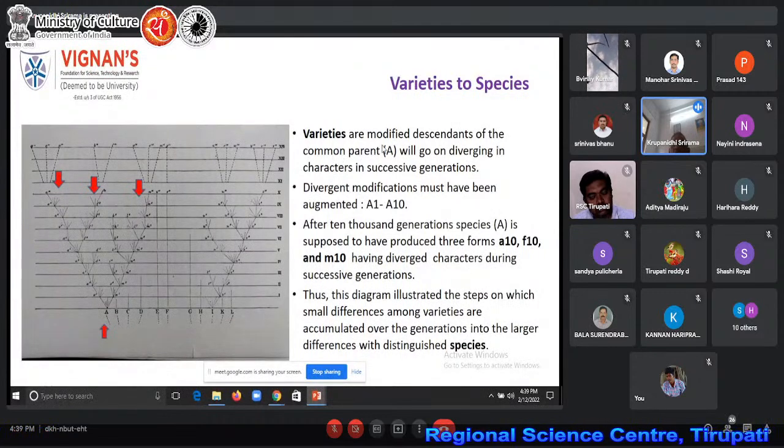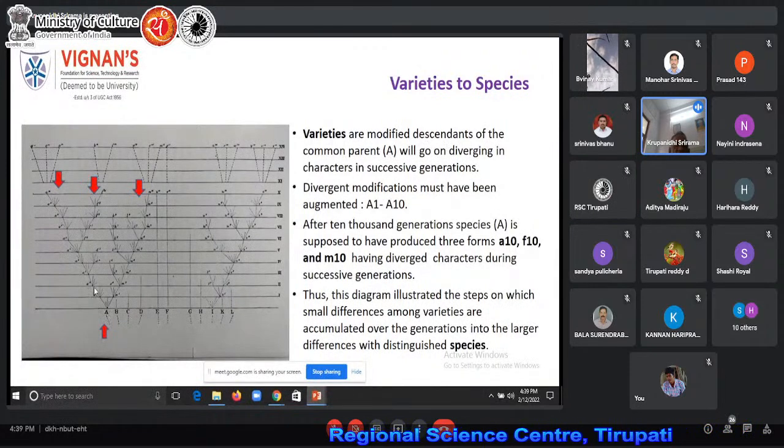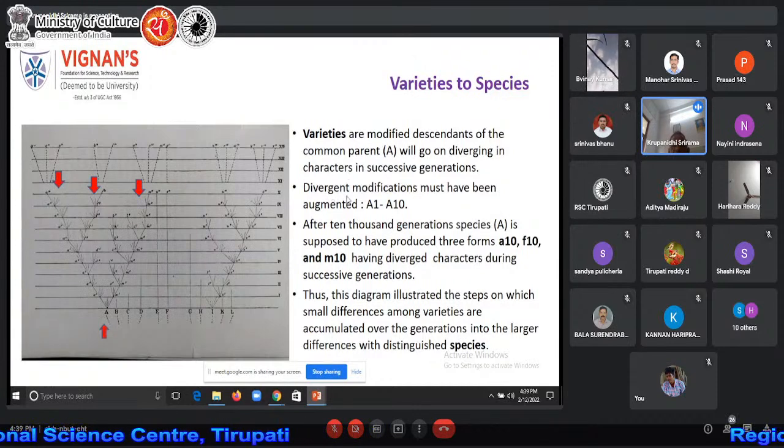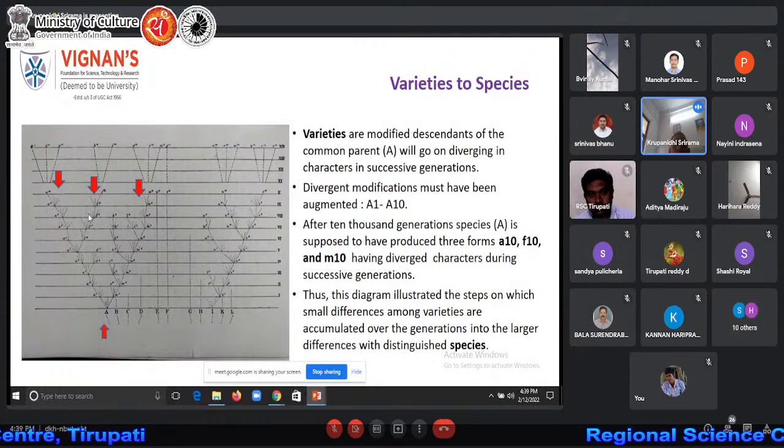Varieties are modified descendants of the common parent. Here, the common parent is A, of which several varieties have come, and they will go on diverging in characters in successive generations. That's like when the frog emanated from its aquatic ancestors. Over time, it developed as a tetrapod with lung breathing. Okay, so like this, divergent modifications must have been augmented. These modifications over time have been intensified, augmented from A1 to the A10 generation.